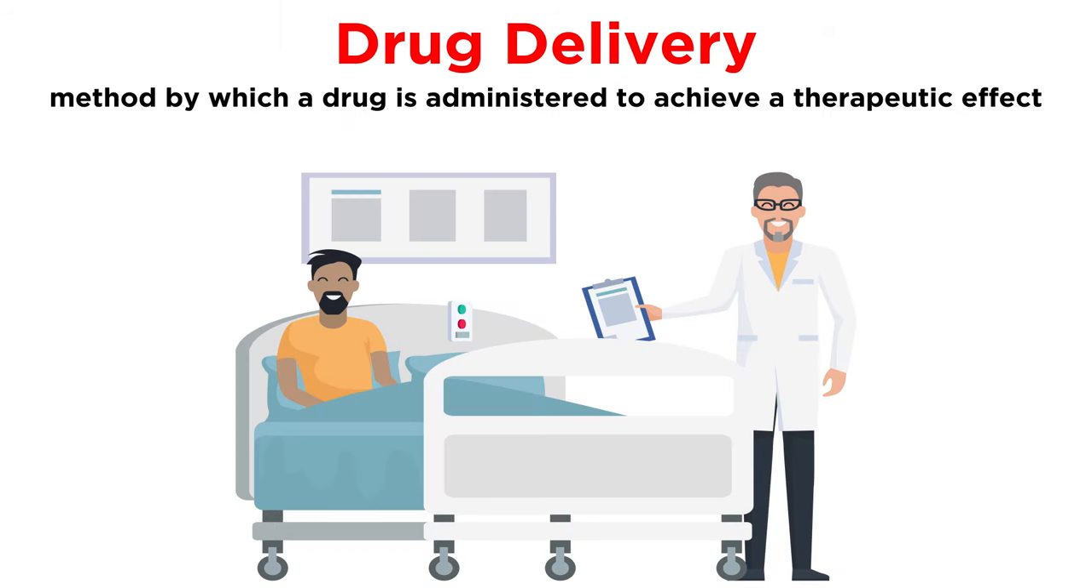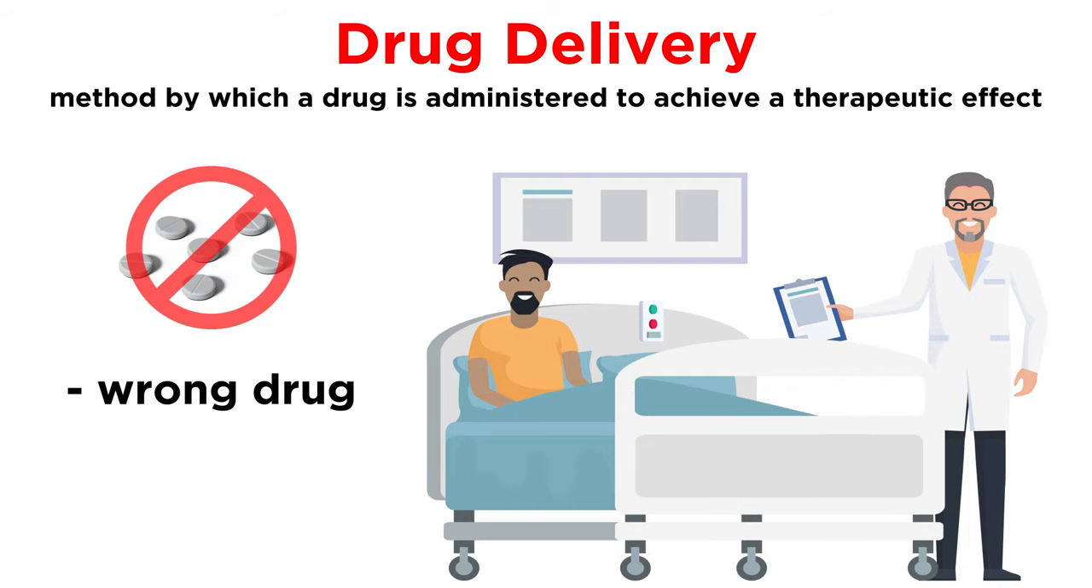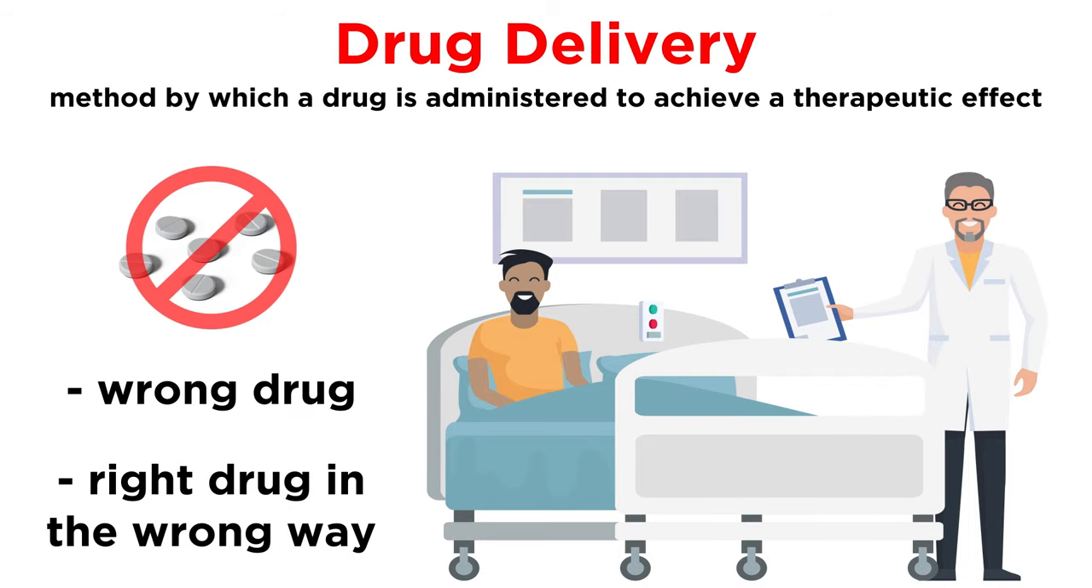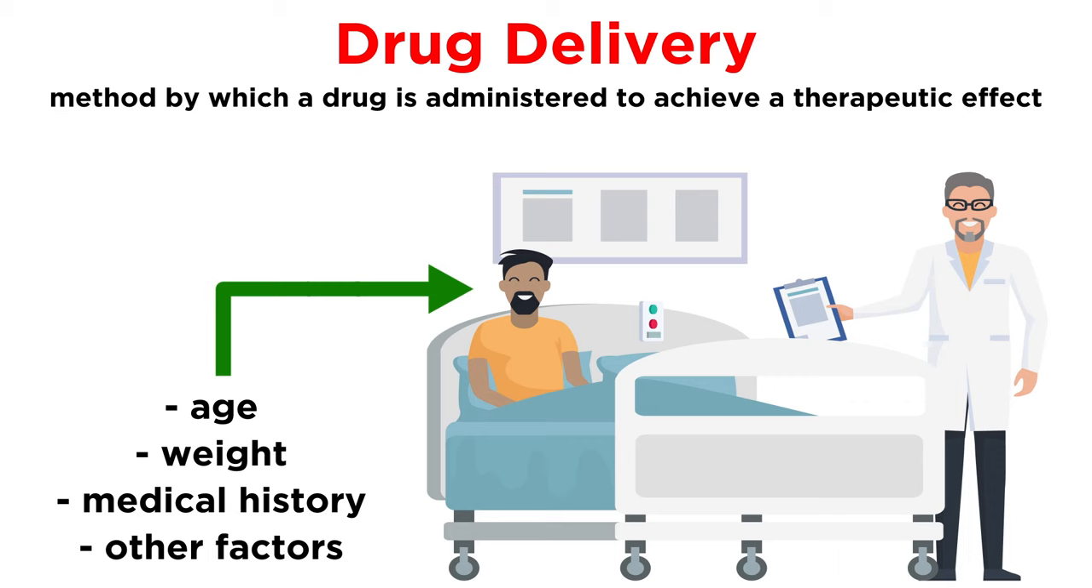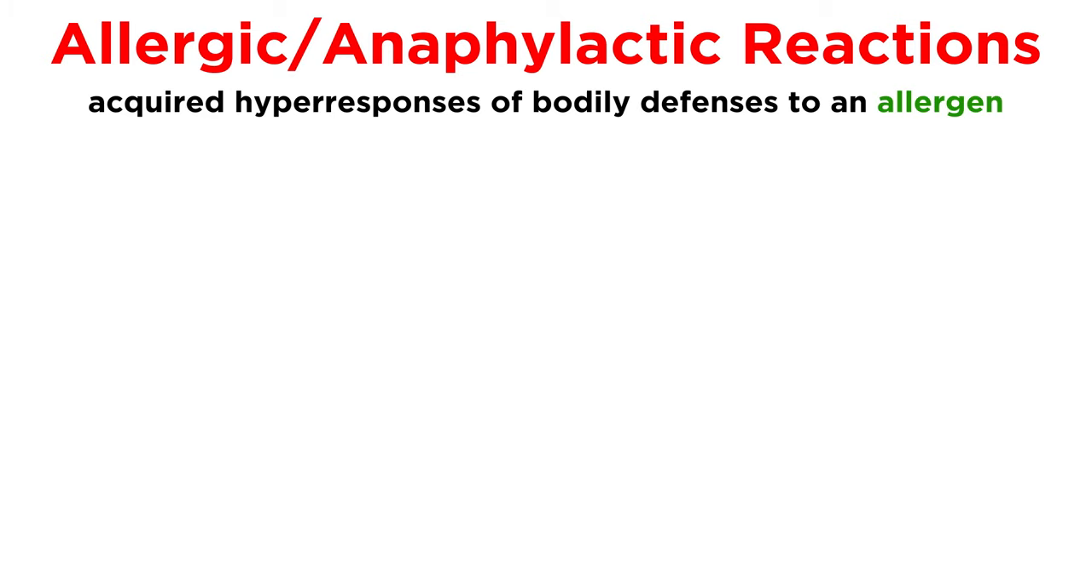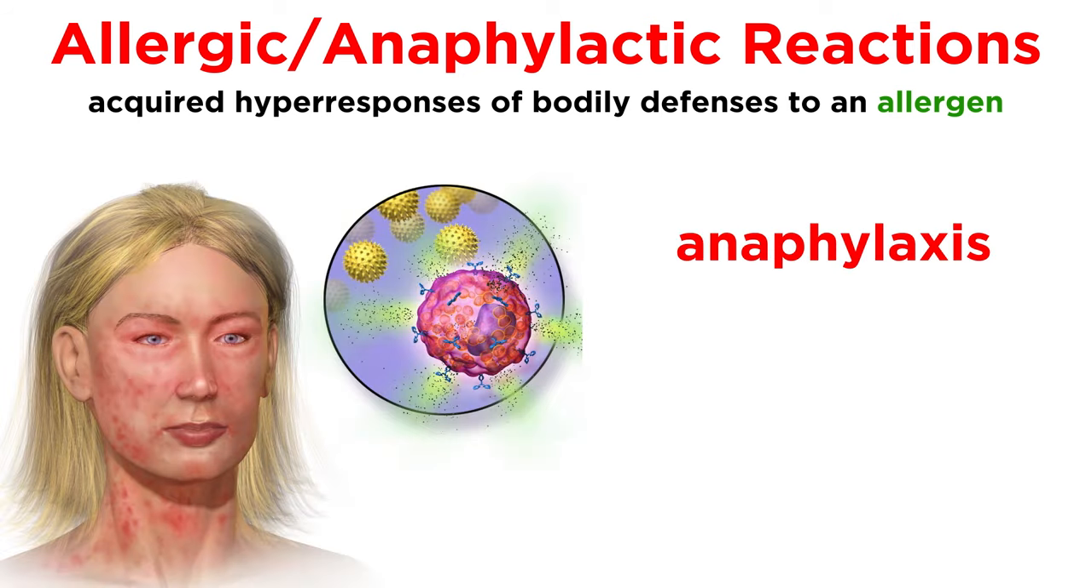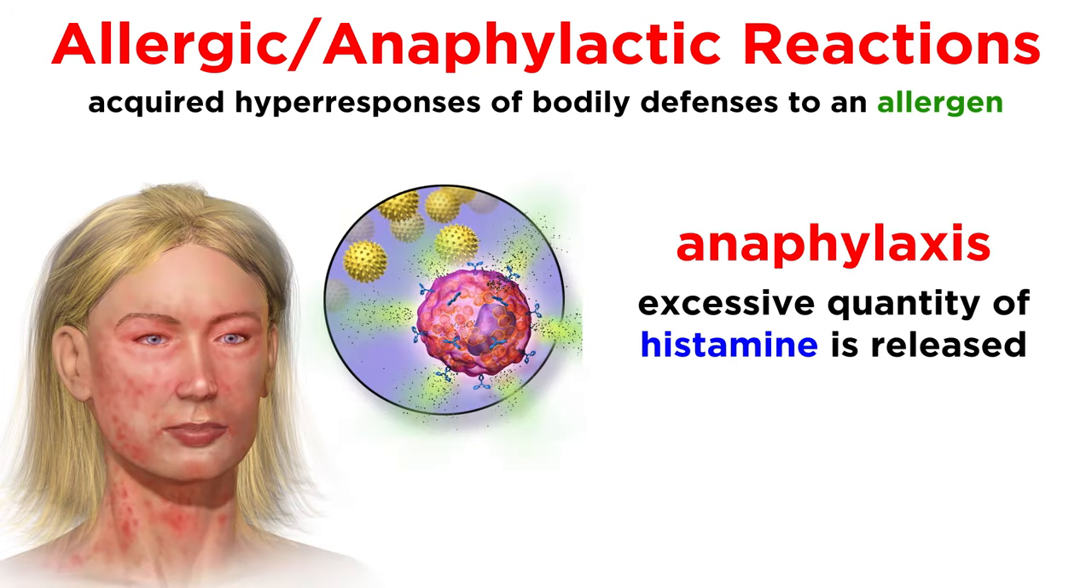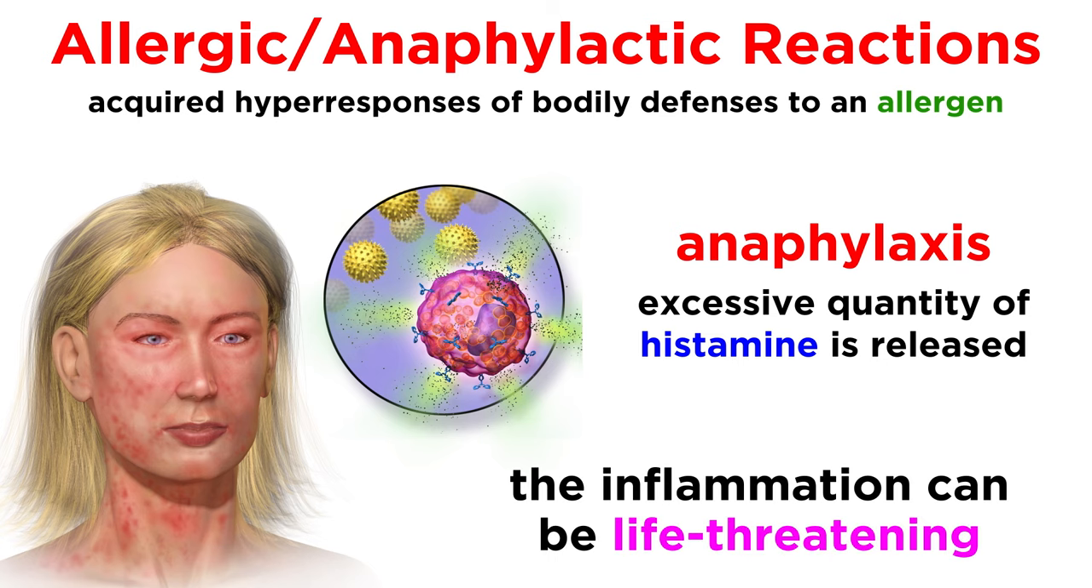Drug delivery, or the method by which a drug is administered to achieve a specific therapeutic effect, is quite complicated, as one might imagine. Administering the wrong drug, or the right drug in the wrong way, can have serious consequences for a patient, and there are many factors at play. These include the age and weight of the individual, their medical history, and so forth. And the wrong decision can result in an adverse reaction to a drug, such as allergic or anaphylactic reactions. These are acquired hyper-responses of natural bodily defenses to a foreign substance, called an allergen, with anaphylaxis being the more severe version, where massive amounts of histamine and other mediators of inflammation are released throughout the body, which can be life-threatening.